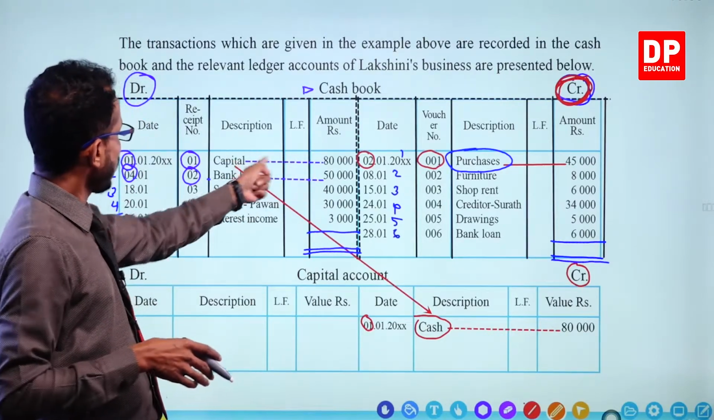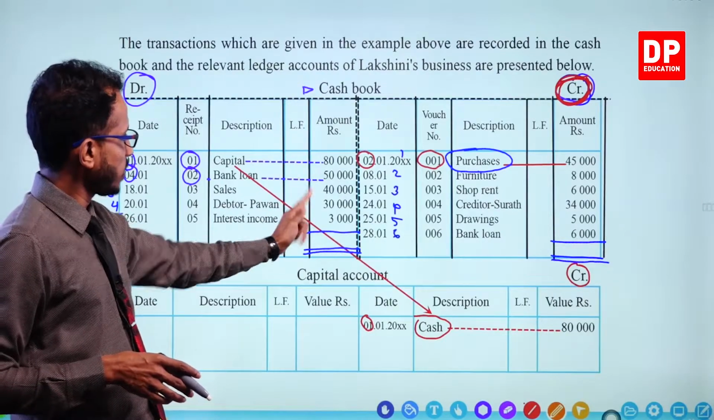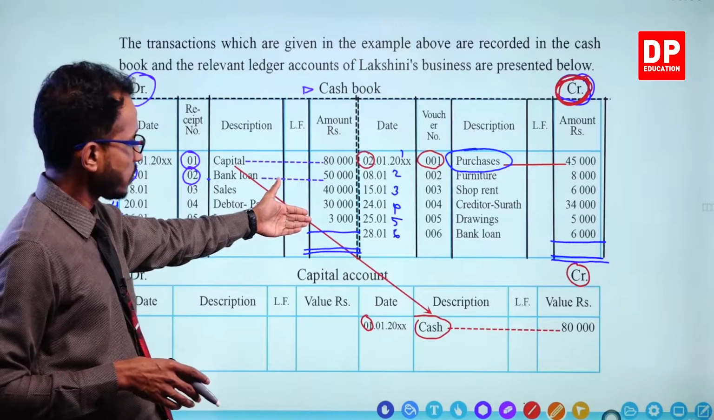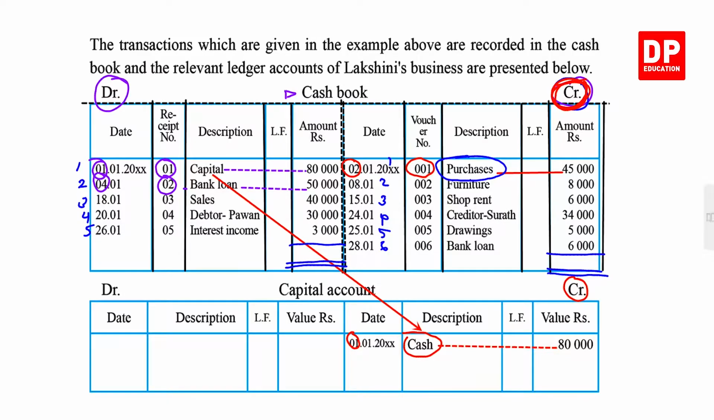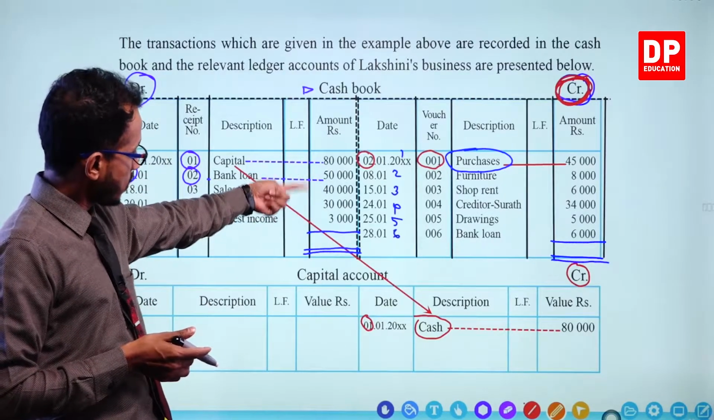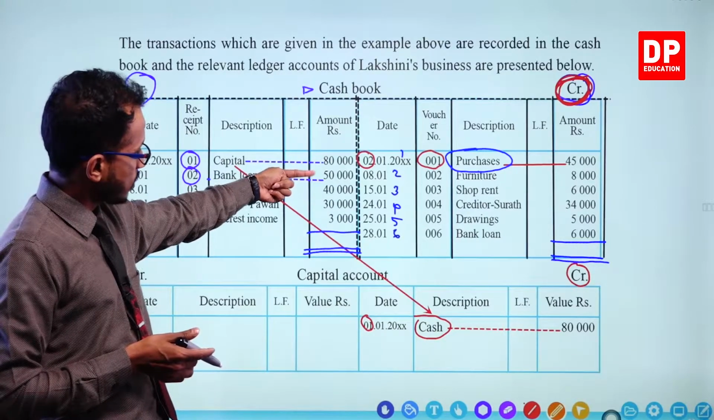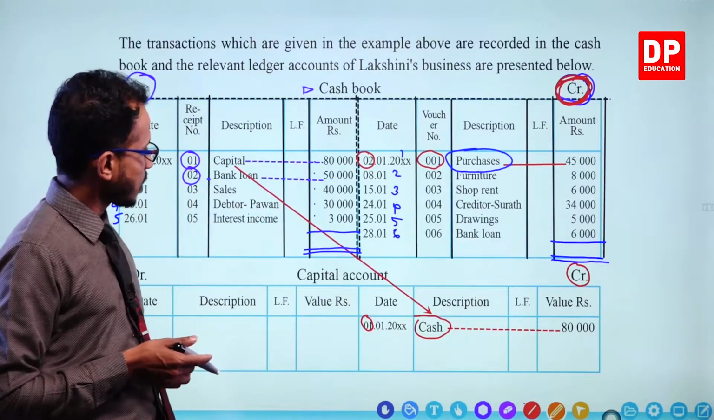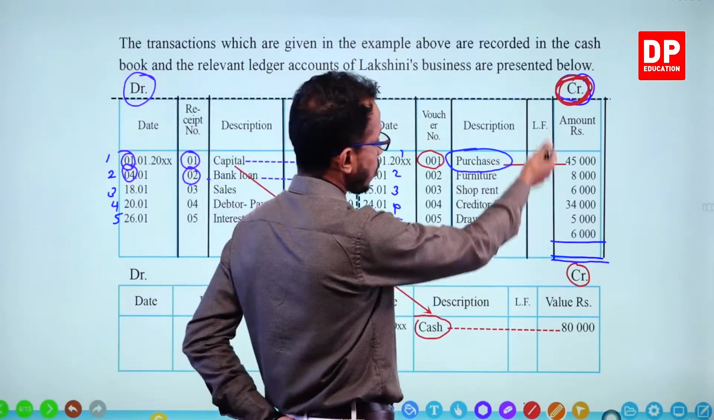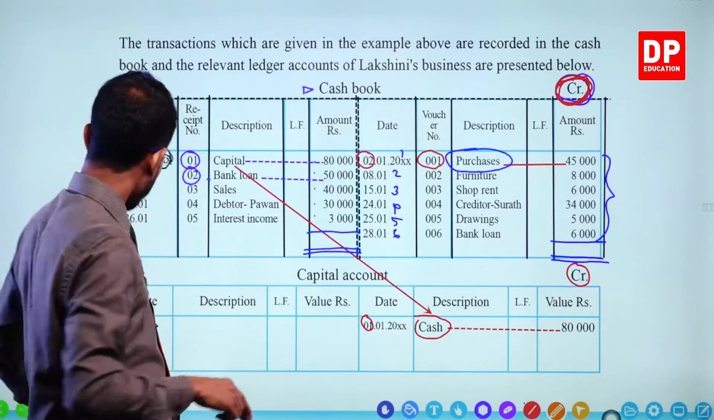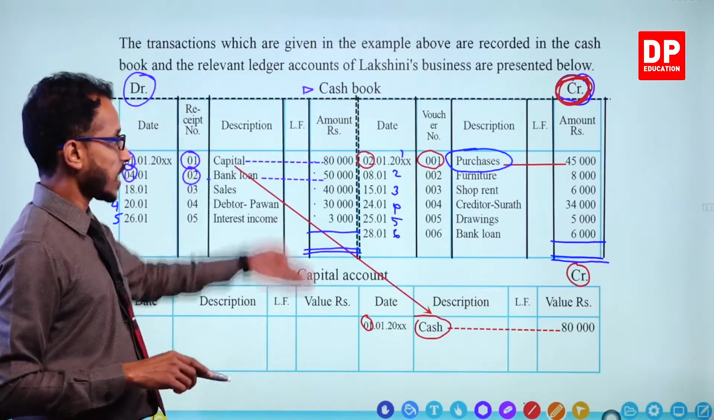We just guess. We have 80,000 in the debit side, 50,000, then 40, 30. 80 plus 50 plus 40 plus 30 plus 3. When you add, it adds up to almost 200,000. Let's guess the total on the other side. Is it that much? Do you get 200,000? No. So the greater total is on the debit side.